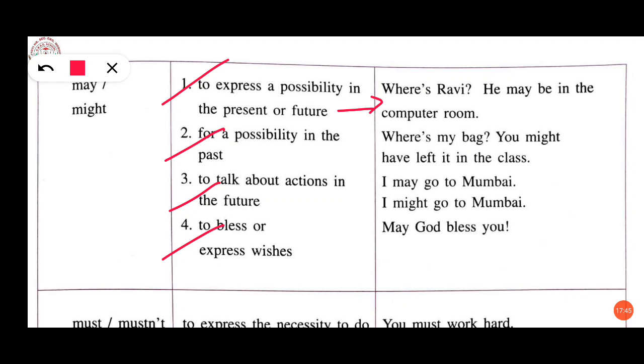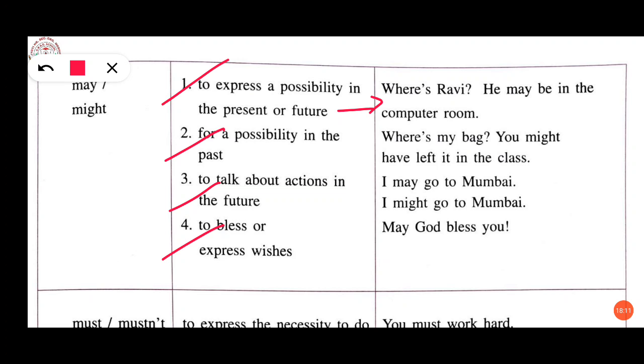The possibility, that is, where's Ravi? He may be in the computer room, means that person is not sure about Ravi, whether Ravi is in the computer room or not. That's why he is telling that he may be in the computer room. He is not sure about that. So to express a possibility.